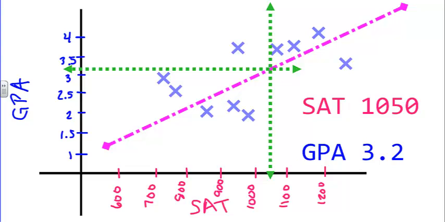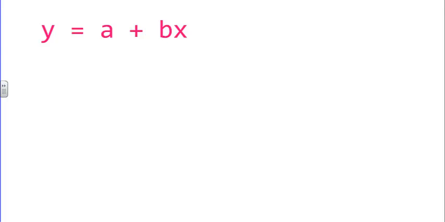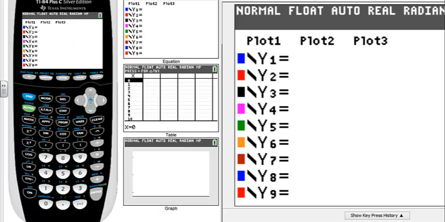Okay, so this is one way to make predictions. Another way is to use our model. So the equation is y equals a plus bx. And we're going to get our a and b from our calculator. So let's go to our calculator.